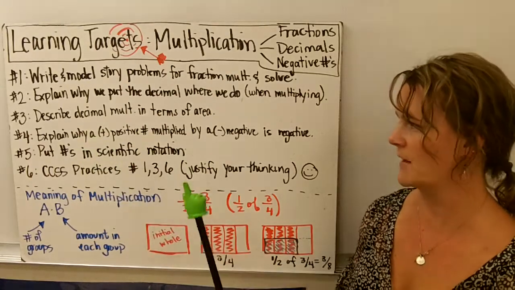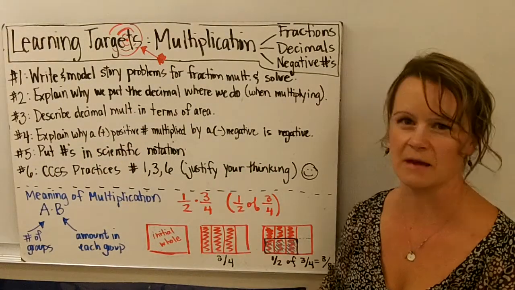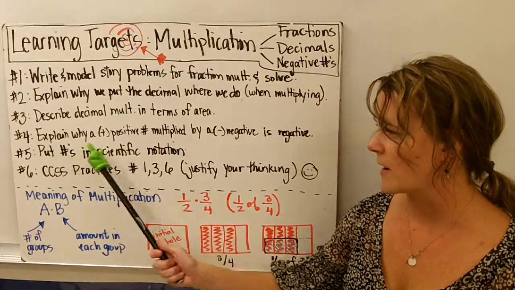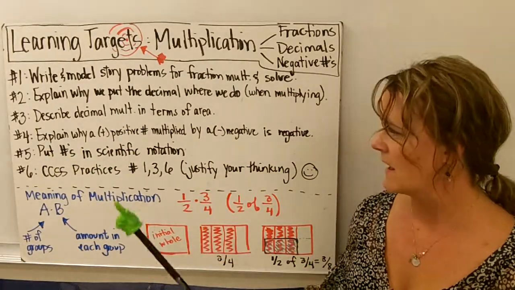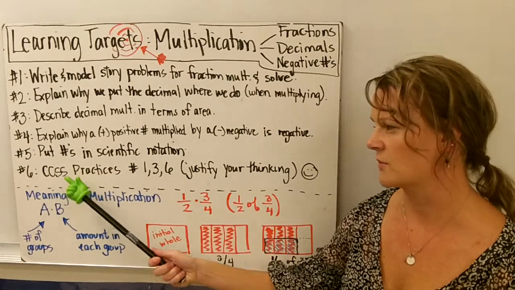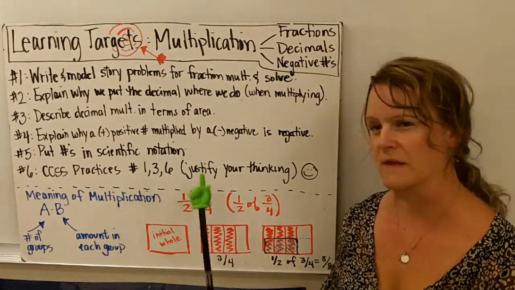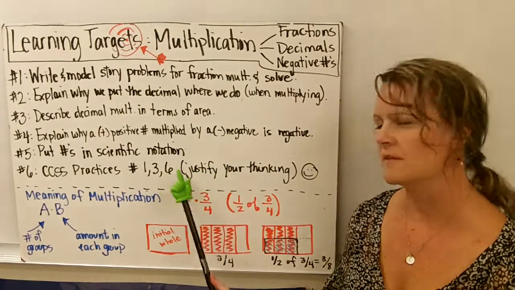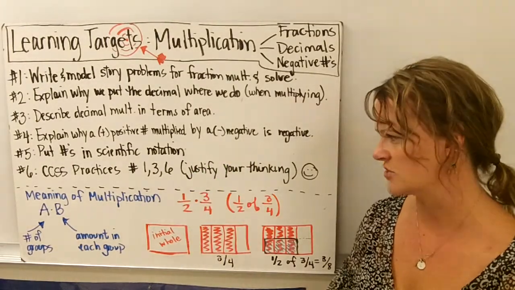I'm going to explain why a positive multiplied by a negative is a negative, and I'm going to give a couple story problem examples. I'm going to talk about scientific notation briefly, and I'm just going to remind you that we're really focusing on the Common Core practices 1, 3, and 6, which talk about persevering in solving problems and justifying our thinking and attending to precision.